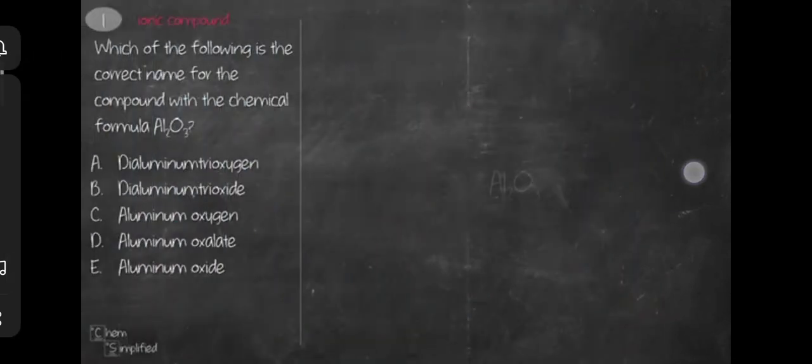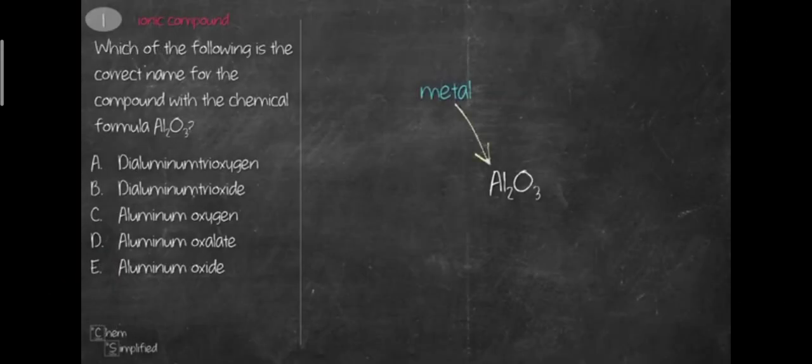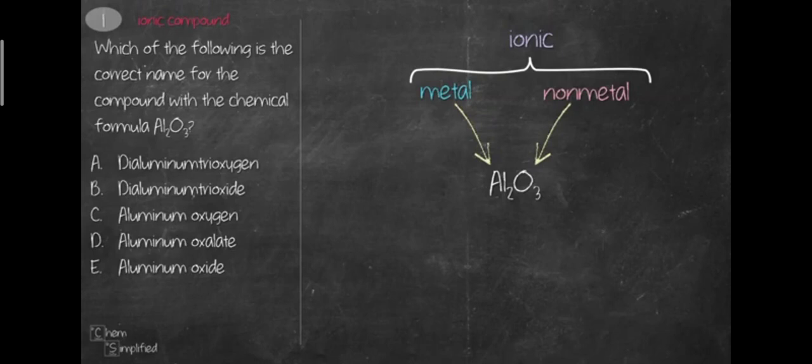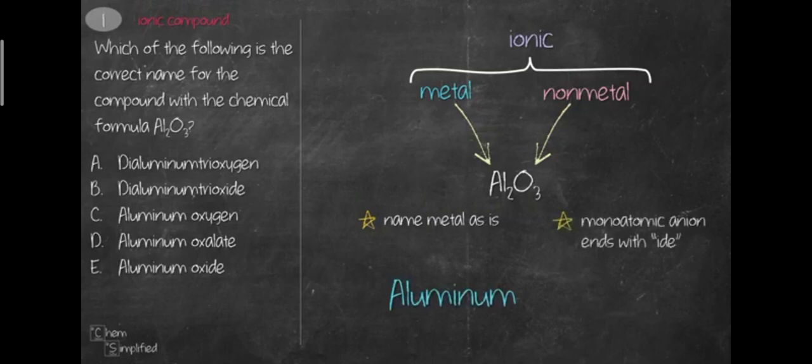We need to name Al2O3. Al is a metal and O is a non-metal, and together they form an ionic compound. When we name an ionic compound, the metal is named as is. Therefore, aluminum will just be aluminum. And for oxygen, it's just on its own, so that's a monoatomic anion, and we need to change its name so that it ends with -ide. Therefore, oxygen will then become oxide. So the name for Al2O3 is aluminum oxide.